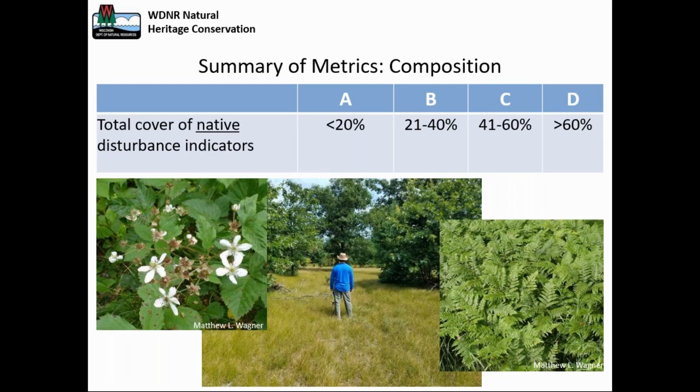It's not that we never expect to see Pennsylvania sedge or bracken fern or Rubus at a site. Of course we expect to see those. But when they get really dominant, when you have 50% cover, 60% cover, that's indicating a degraded site. We really wrestled over these thresholds, but again, we refined them based on the field data that we collected across a gradient of sites.